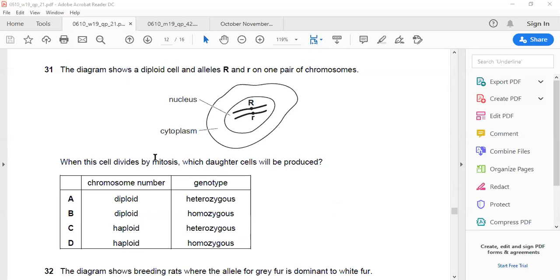So the type of cell division is mitosis. Therefore, it's a diploid cell dividing by mitosis, so the chromosome number will be diploid. It will remain the same because mitosis produces the same number of chromosomes. And because we have a dominant and a recessive allele pair, it is called heterozygous. So the same pair of chromosomes, heterozygous, will result in the genotype. So that's how we get diploid and heterozygous. Very good.